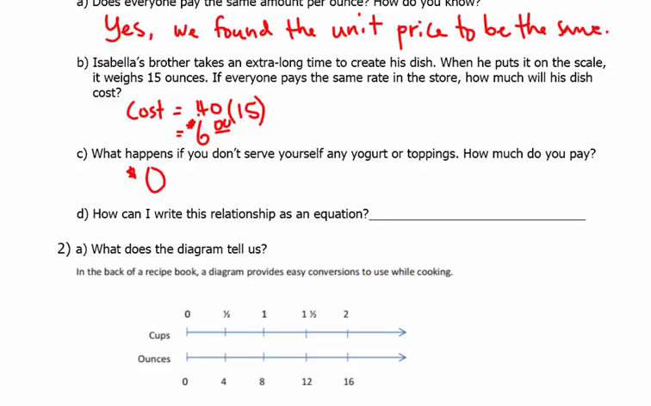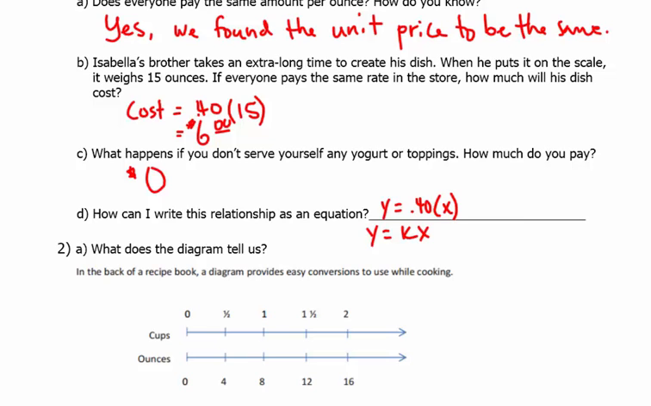How can I write this relationship as an equation? We write it as y equals kx, where k is my constant. So my constant was the 40 cents. So y equals 0.40 times x, where it was 40 cents per ounce. And you write every equation like that, y equals the constant times x.